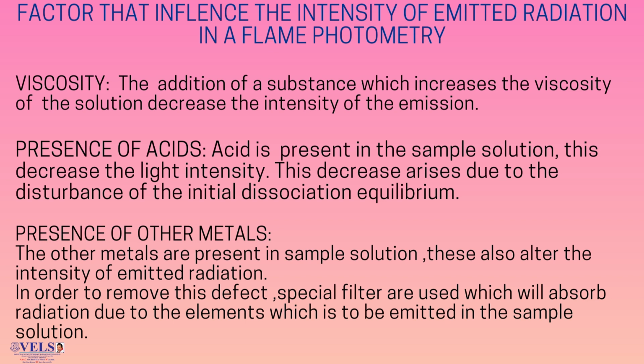Another factor is the presence of acids. Acids also interfere with your process. If your sample contains acids, it decreases the light intensity. The decrease is due to the disturbance of the initial dissociation equilibrium of your substance. The last factor is the presence of other metals. If your sample solution contains more than one metal, that also interferes with the process, producing a false value of the intensity of emitted radiation.